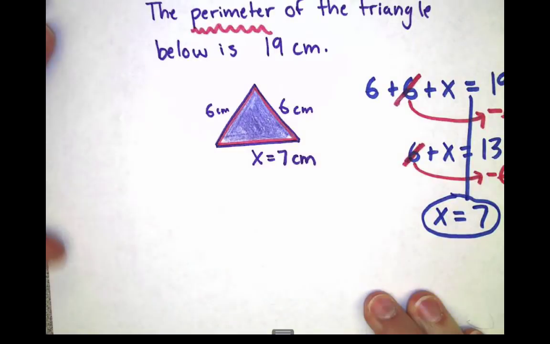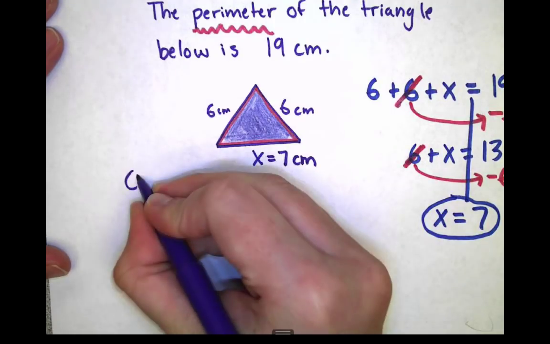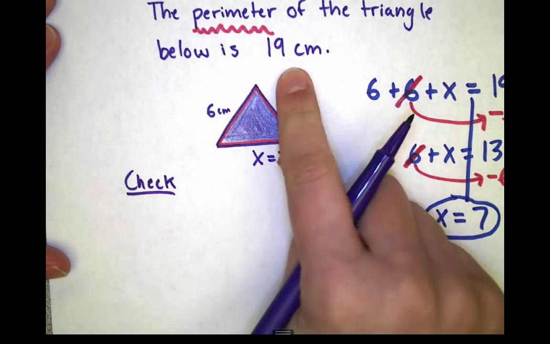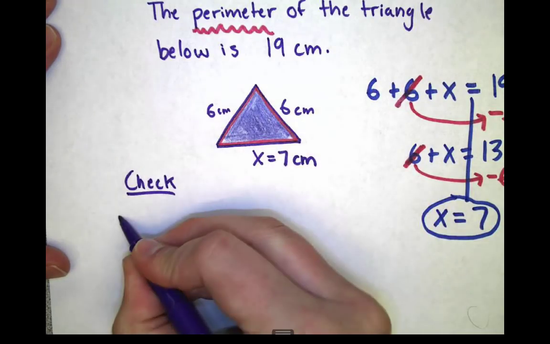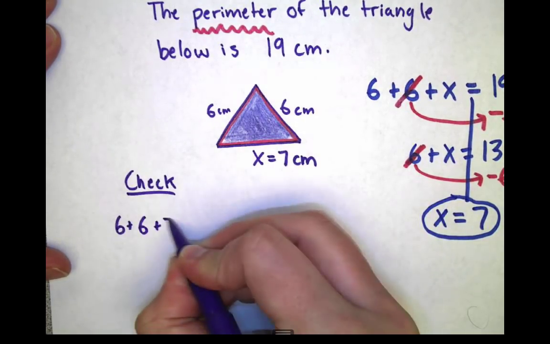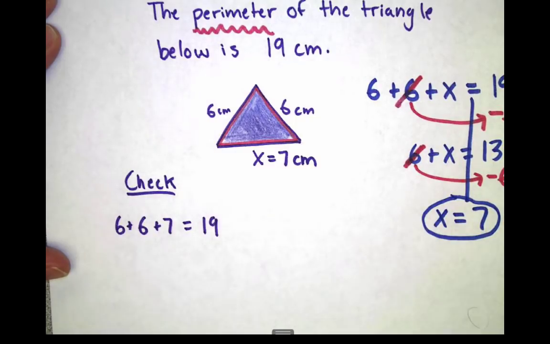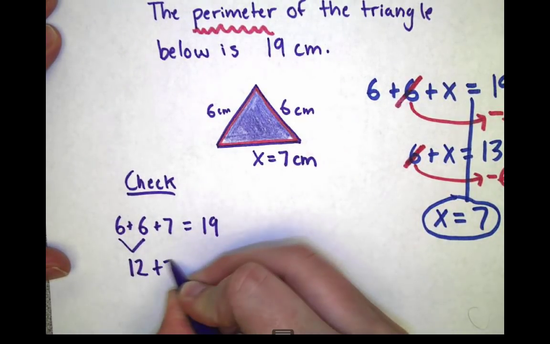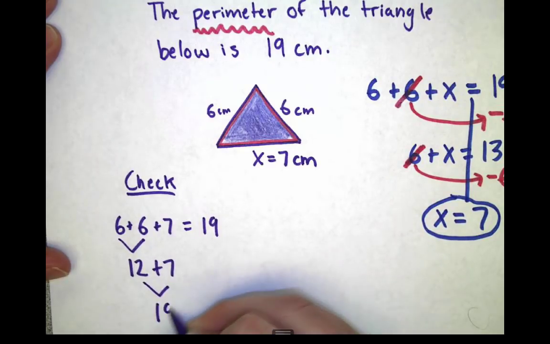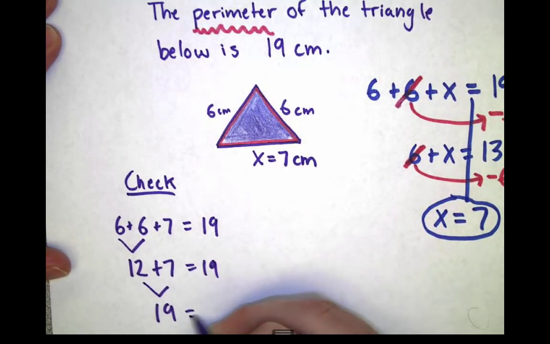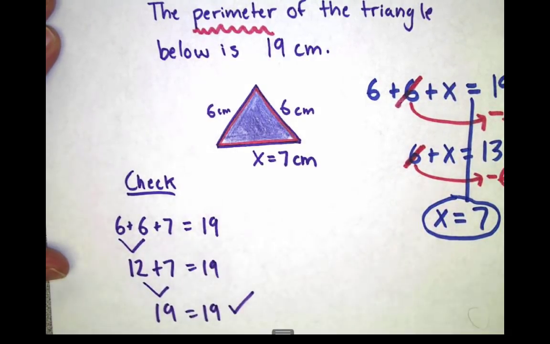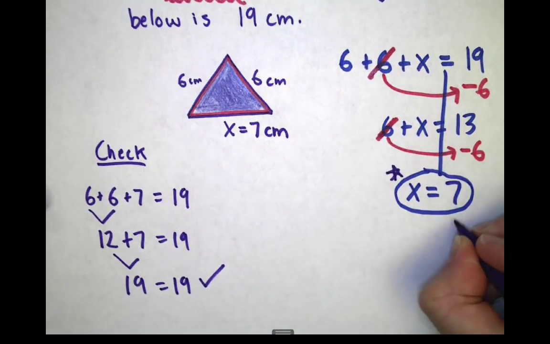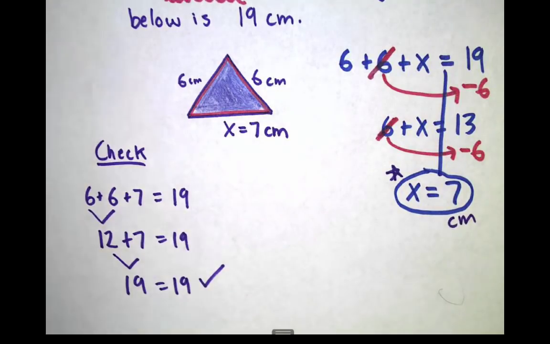And we can check it. Let's do a quick check. We can see if the perimeter really adds up to 19 centimeters. Is 6 plus 6 plus 7 equal to 19? Well, 6 plus 6 is 12. So if I do 12 plus 7, yeah, that is 19. Equals 19, equals 19. Check, check, check. It looks like it works. So x equals 7. I'm going to write centimeters as our answer.